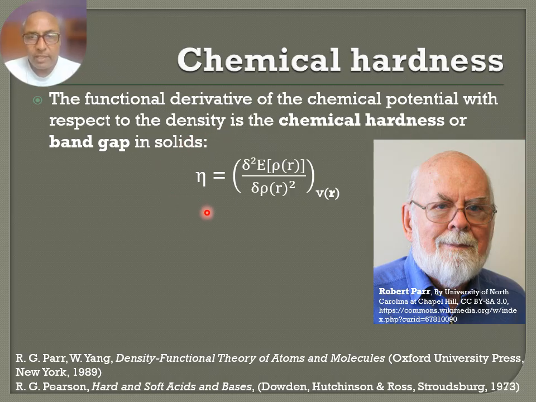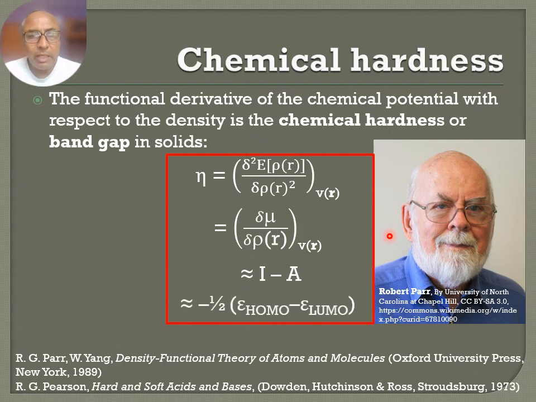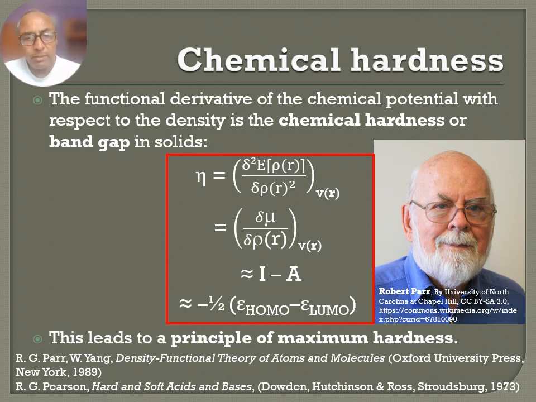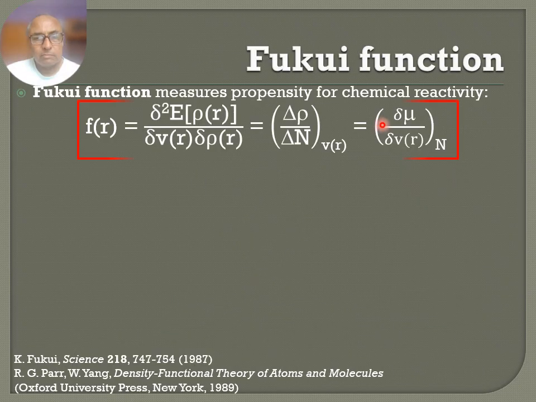Taking the second functional derivative of the energy functional with respect to the electron density, or the functional derivative of the chemical potential with respect to the electron density, gives us the chemical hardness, or the HOMO-LUMO gap, or the band gap in solids. And this leads to a principle of maximum hardness during chemical reaction.